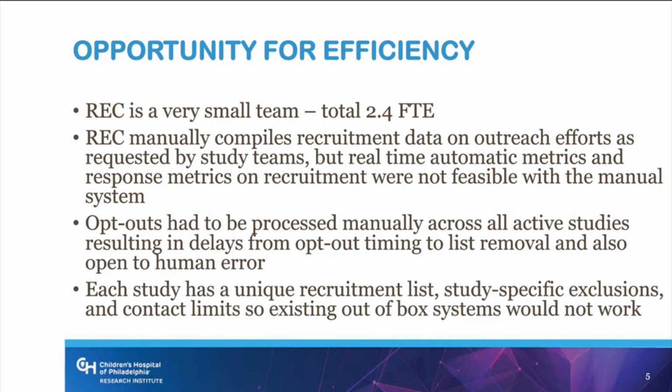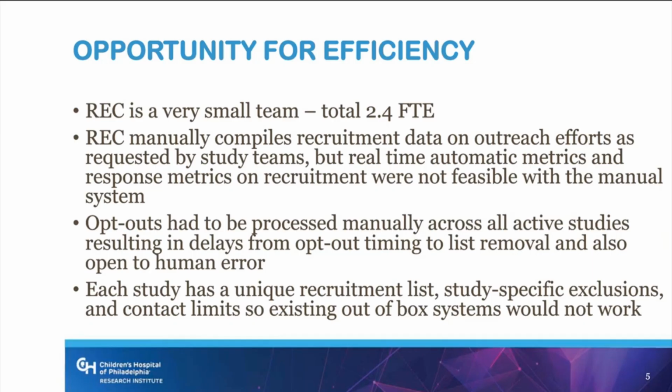Additionally, any family who opted out and did not want to have future recruitment emails, those all had to be processed manually. So if a family opted out, we had to look through all of our active recruitment lists to remove their email address, and it was also open to human error. Each study has a unique recruitment list, study-specific exclusions, as well as contact limits. So existing out-of-the-box systems would not work.